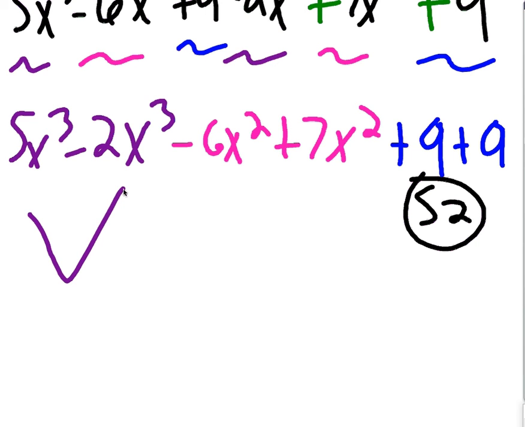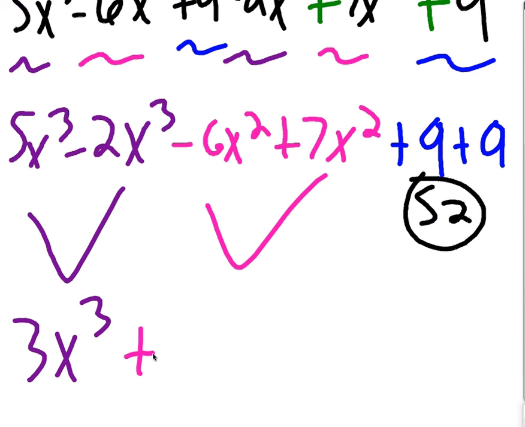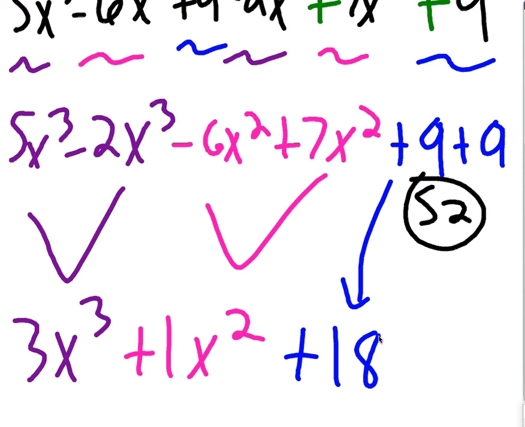Combine, okay? So 5 minus 2 is 3x cubed. The variables and exponents stay the same. Minus 6 plus 7 is plus 1x squared. I'll go ahead and write plus 1. We'll simplify in a minute. And then 9 plus 9, 18. So that was step 3, which is to combine them.